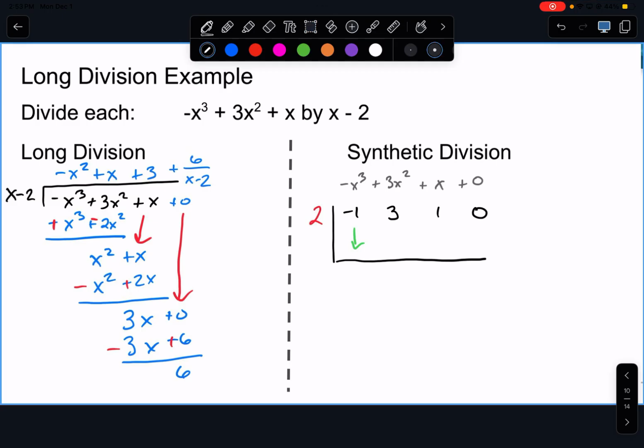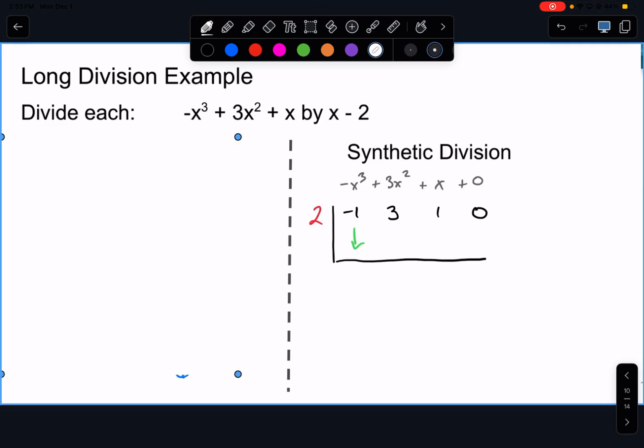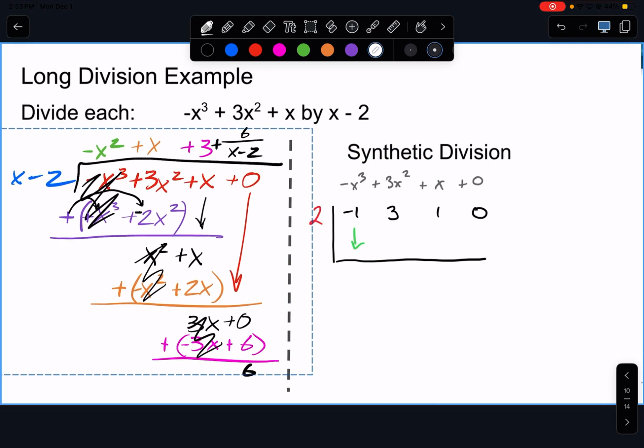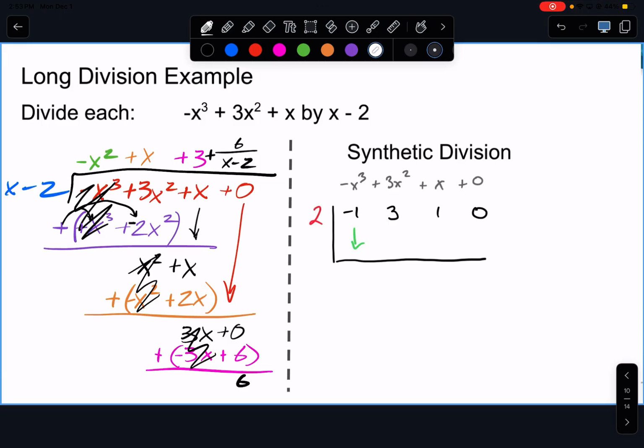So let's go ahead and look at this. This right here is the problem we just did. And I'm going to actually cover this up so we can copy and paste our exact work right here. So this is the problem we just did. Okay, we're just going to do it again, just in a different way. Okay, so the first things I want to highlight are this.